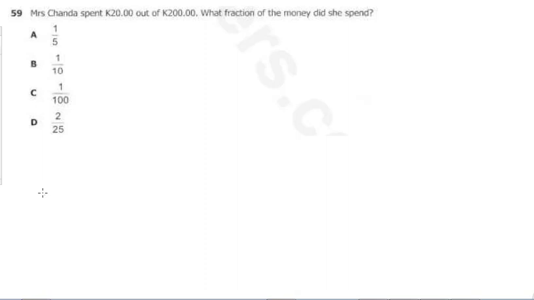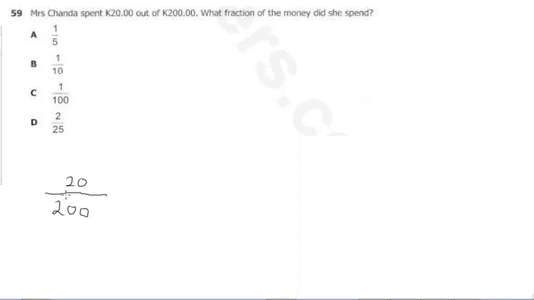So we're going to put our horizontal line there. What she initially had was how much? What she had at the beginning was 200 kwacha. So we're going to have 200 at the bottom. Then the part that she spent was 20. She spent 20 out of 200. Okay, do you see that? So Mrs. Chanda spent 20 out of 200.